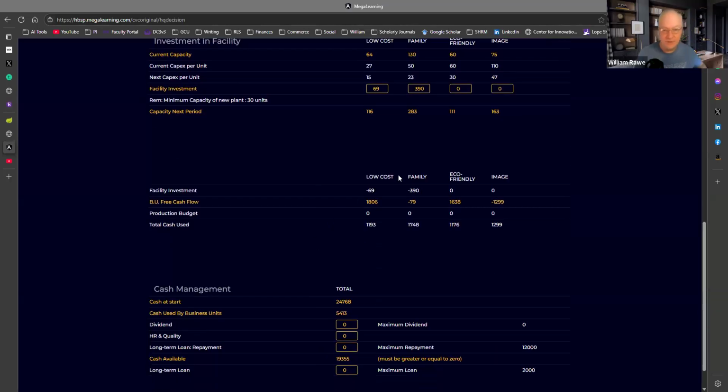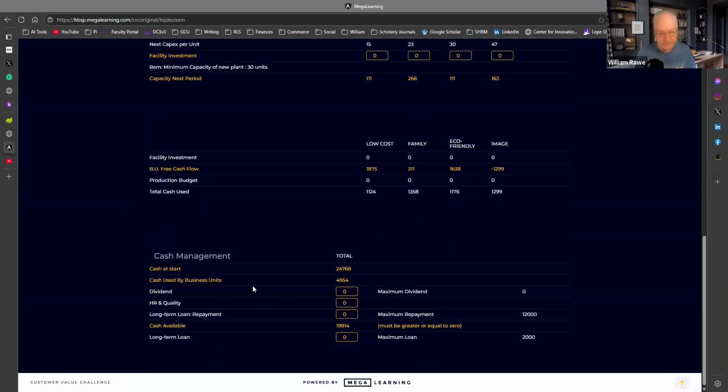All right. So here's your cash flow. BU free cash flow means business unit free cash flow. The more you invest in your facilities, the more these numbers will go negative. But if your strategy right now is to invest in your facilities, then that's an okay number for it to be negative because you're investing in your capital. Dividend, you can see the max dividend is 0. That's because you can't give a dividend if you don't have positive ARE, accumulated retained earnings.